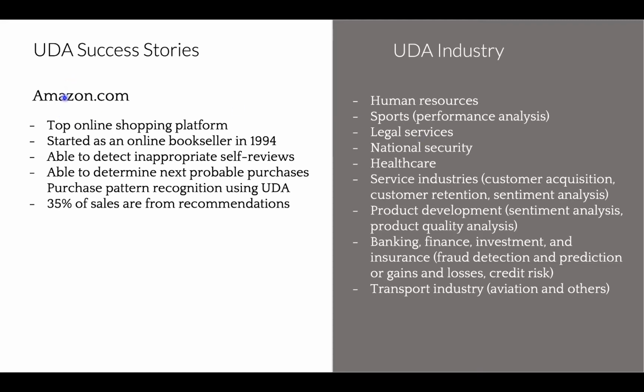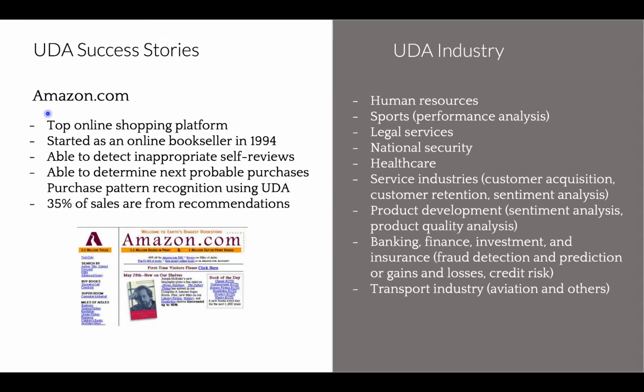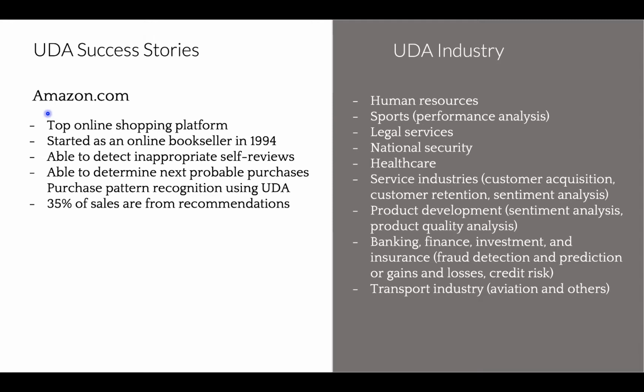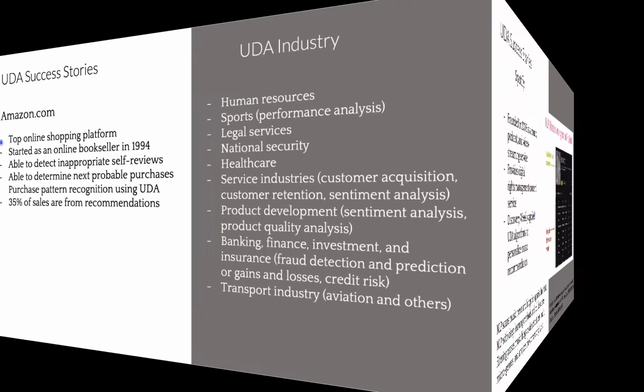Amazon is a premier online shopping destination, and it started as an online bookseller in 1994. New developments in unstructured analytics help Amazon develop detection and management of inappropriate reviews. In addition, purchase pattern recognition, coupled with UDA techniques, helps Amazon determine next probable purchases, such as the follow-on books by the same author in a series. And do you know that 35% of sales come from recommendations?